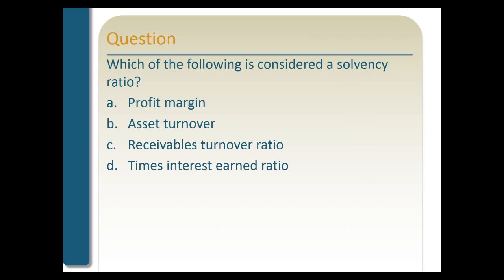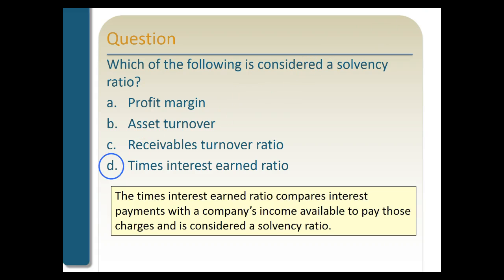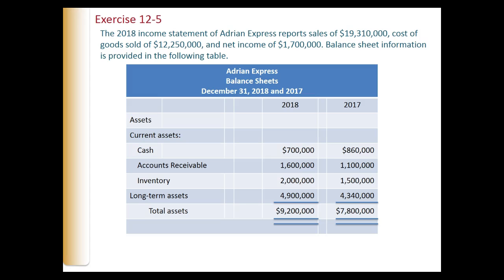How about this one? Which of the following is considered a solvency ratio? There were two solvency ratios we talked about. The times interest earned ratio compares the interest payments with the company's income available to pay those charges.